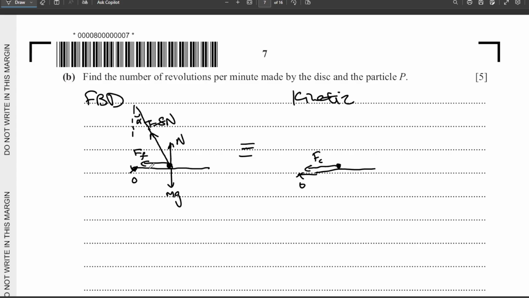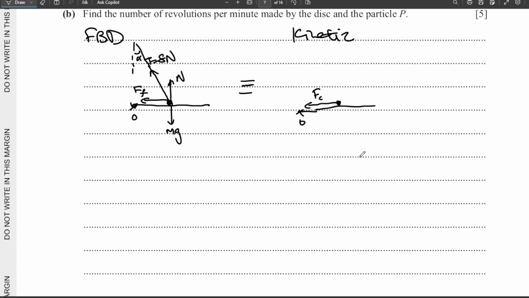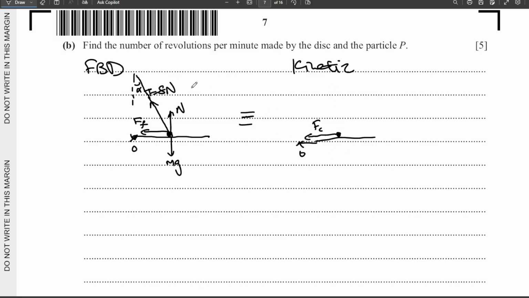So this is the forces. The free body diagram represents all the forces. The kinetic diagram represents the sum of the forces, or the resultant forces. Not the sum, the resultant. Right. Okay, so let's assign our axis first.